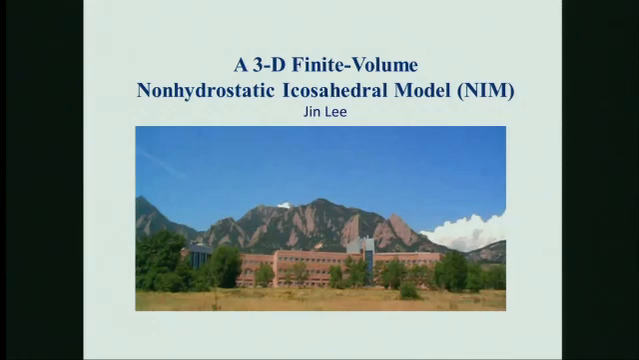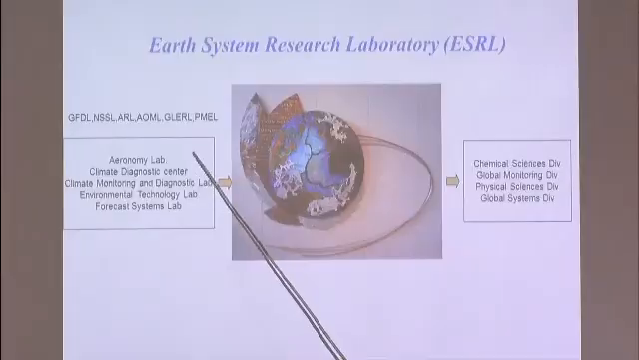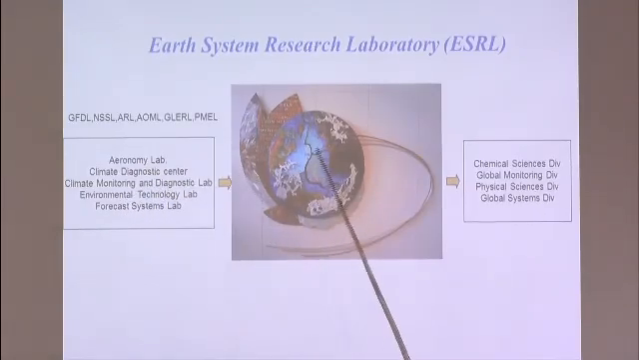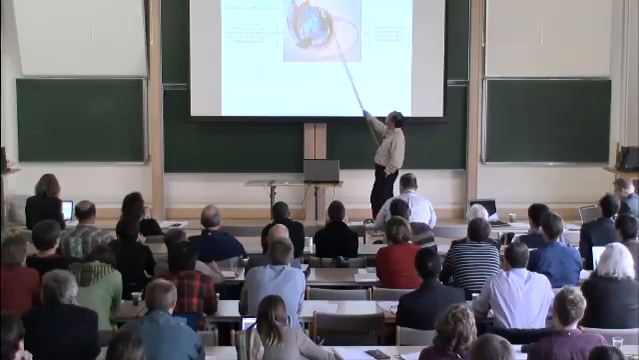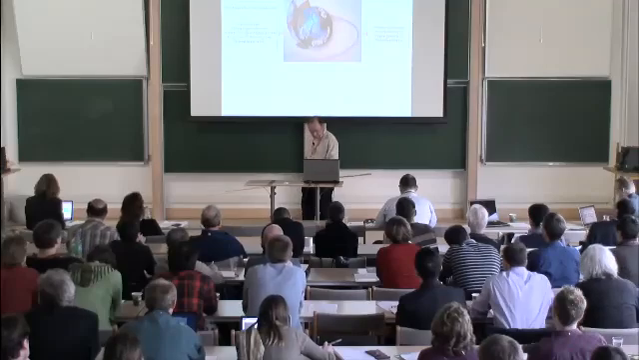This is our new building, nicely located at the foot of beautiful Flatiron Mountain in Boulder, Colorado. Our lab is relatively new, just established in early 2000 because of the reorganization of NOAA OAR, Oceanic and Atmospheric Research. During this reorganization, five laboratories in Boulder were consolidated into a super laboratory. So ESRL is almost as big as the rest of the laboratories outside of Boulder.